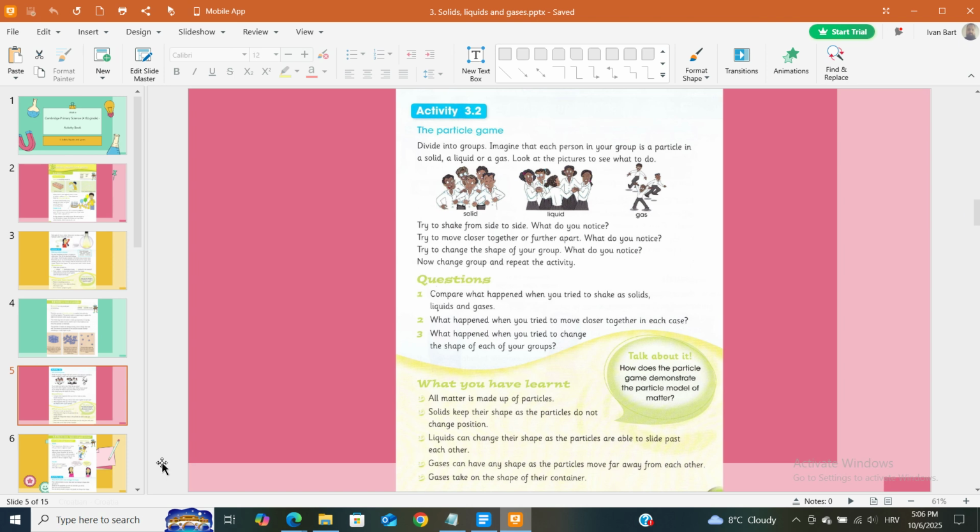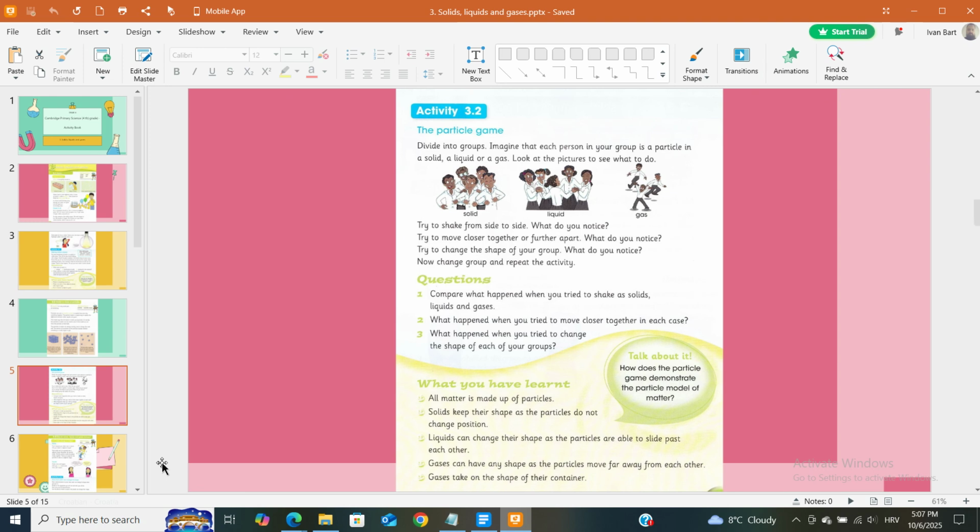Questions. 1. Compare what happened when you tried to shake as solids, liquids and gases. 2. What happened when you tried to move closer together in each case? 3. What happened when you tried to change the shape of each of your groups?